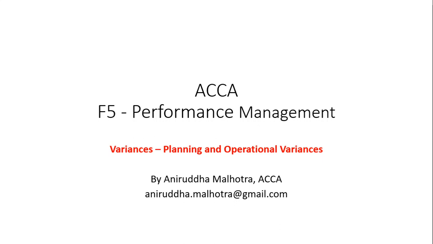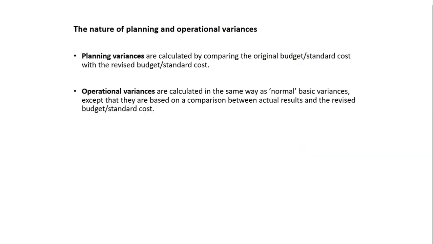So to sum it up, a planning variance is a variance for which you cannot be responsible yourself. This is a planning error. And then the variance for which you are responsible, you're accountable, or something that you could have controlled is an operational variance. So let's have a look at it in a bit more detail.